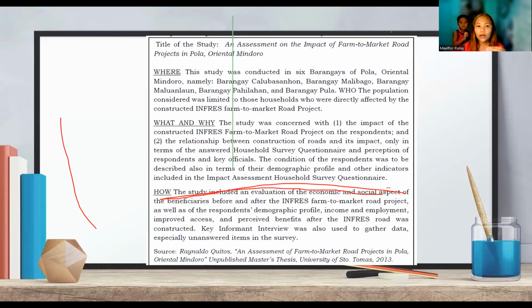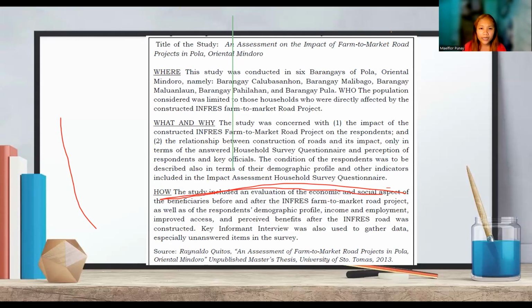Wala na to'y labot ang katong wala na apektuhan sa constructed Infres Farm to Market Road project. Okay? So for example, in your case, the respondents of the study are, for example, in Mulag State, the 50 ABM students of the Anbantayan National High School. Kana, you are going to state there also.